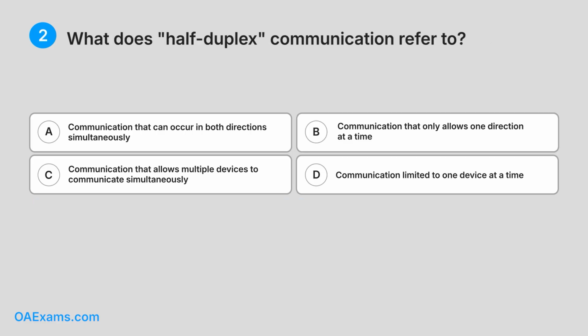2. What does half-duplex communication refer to? A. Communication that can occur in both directions simultaneously. B. Communication that only allows one direction at a time. C. Communication that allows multiple devices to communicate simultaneously. D. Communication limited to one device at a time. Do you know the answer?